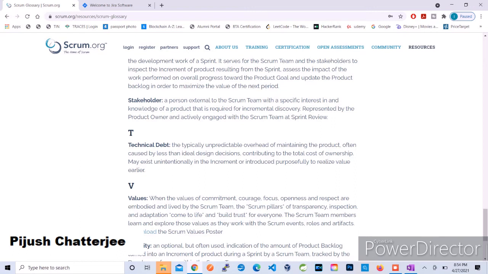There are 5 values in Scrum: commitment, courage, focus, openness, and respect. The Scrum team should be committed to their work. They should have the courage to take ownership. They should be focused to complete the work. They should be open, with nothing hidden from the stakeholders or anyone who has an interest in the product. And everybody should respect each other.